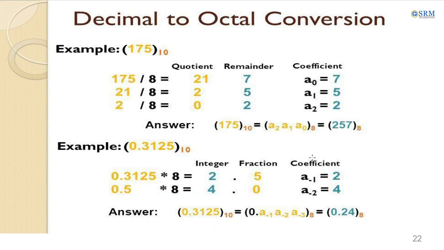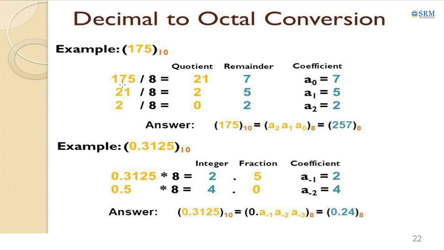Okay, so next is the decimal to octal conversion. In the previous case, we have seen binary to decimal, octal to decimal, and hexadecimal to decimal. That is called the magnitude calculation. Now in this case, we have a decimal number and we try to calculate the equivalent octal number. You can see that the number given is 175 with base 10.